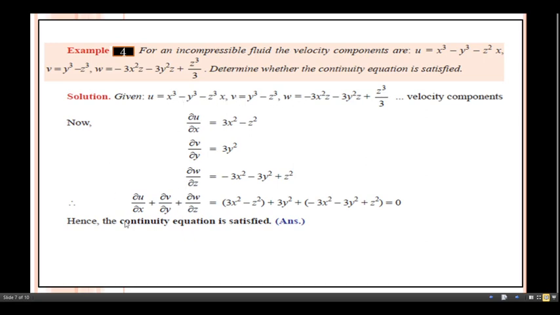Okay, so this is our continuity equation. First of all, get ∂u/∂x, then get the value for ∂v/∂y, then ∂w/∂z. So how can you get this one? For this you should differentiate u with respect to x. So ∂u/∂x, what do we get here?